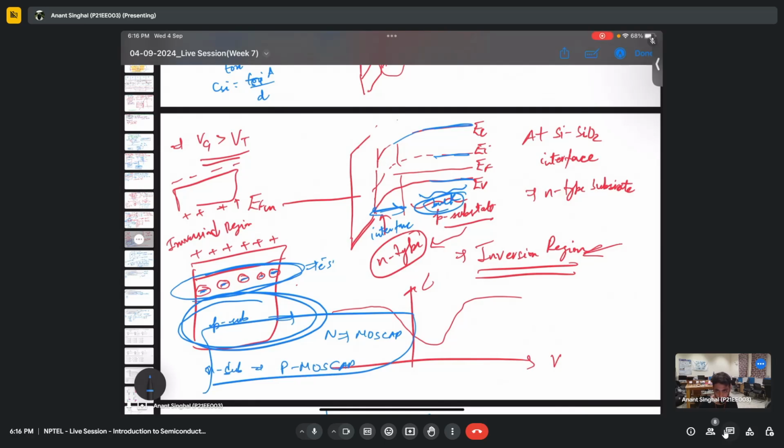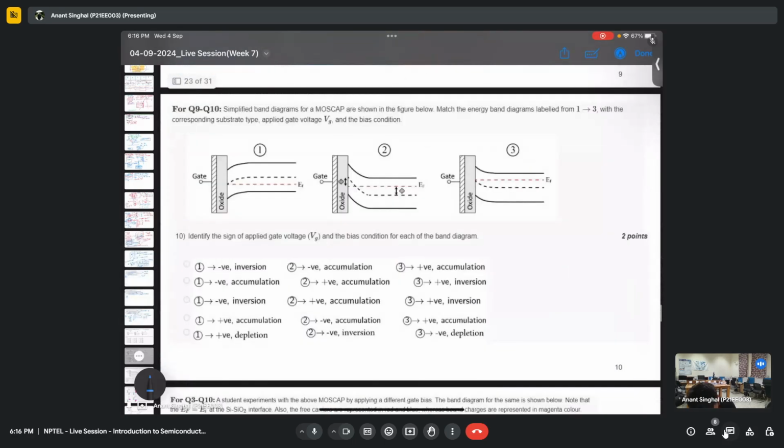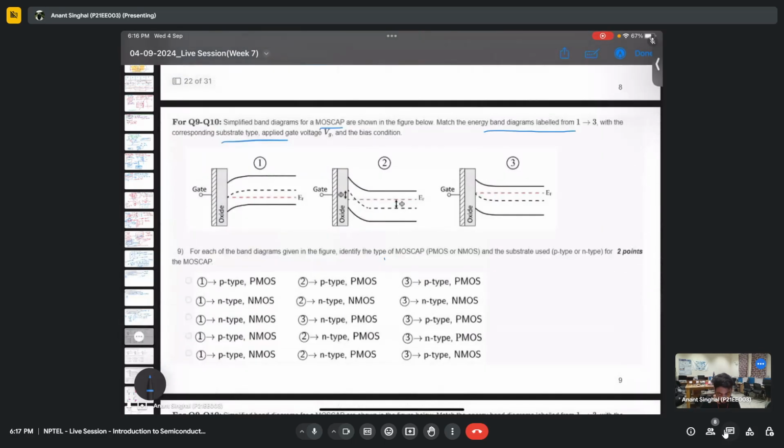For P-type substrate, we have the conduction due to the electrons. That is why we call it an NMOS. And for the N-type substrate, we have the conduction because of the holes. That is why we call it a PMOS cap. Does it make sense to everyone? Yes, sir. Yeah, yeah. So here because it is written PMOS NMOS, don't get confused. Let me know quickly what is the answer to this particular problem.